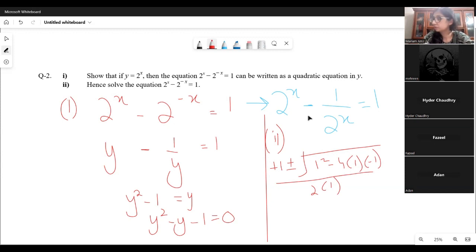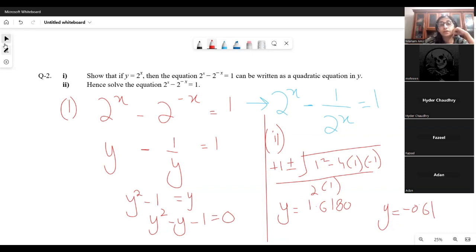So that would give y equals 1.6180. मैंने लिखा हुआ है, ये चेक करना, पता नहीं कब का लिखा हुआ है. And the other one is minus 0.61. यही है? Okay. जी. So we have to solve the given equation और उसका variable x है.